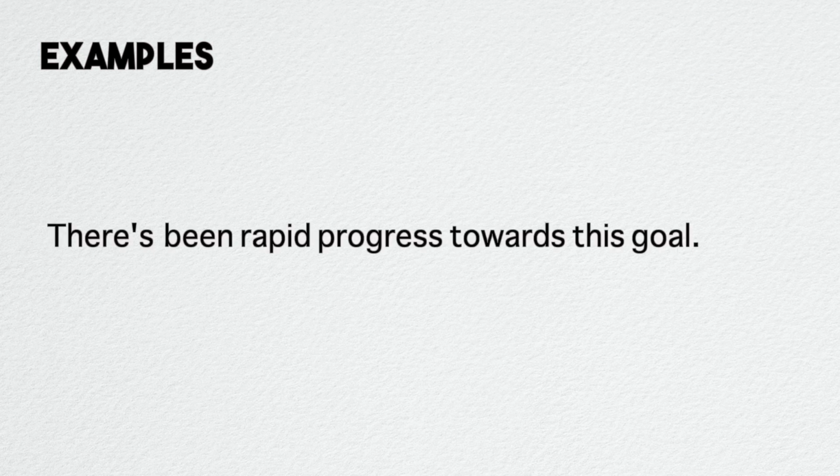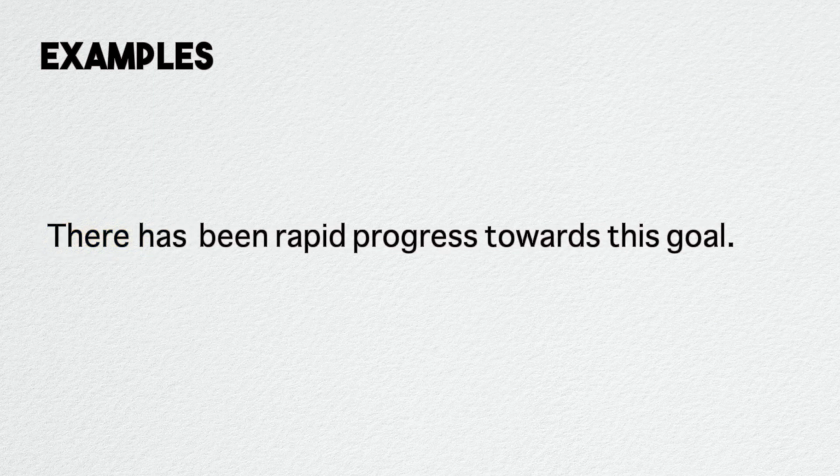A third convention now, so see if you can identify the convention. There's been rapid progress towards this goal. Okay, I mentioned this in the introduction. There's a contraction here. So a word has been shortened. Instead of there has, we had there's. And this is just something we don't do in formal academic writing. We don't use contractions. So we need to get rid of it. There has been rapid progress towards this goal.